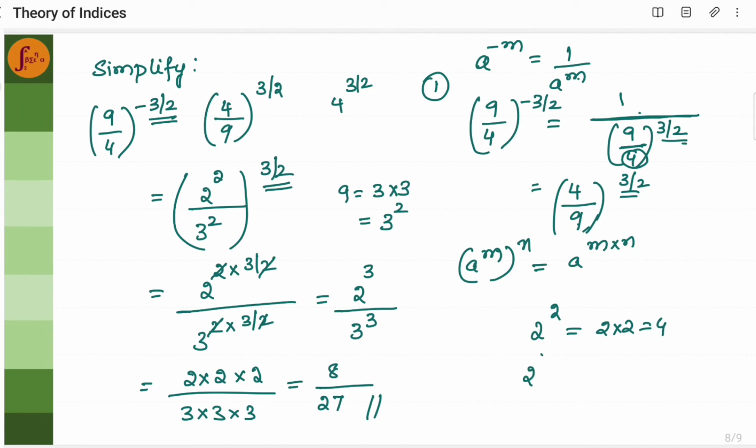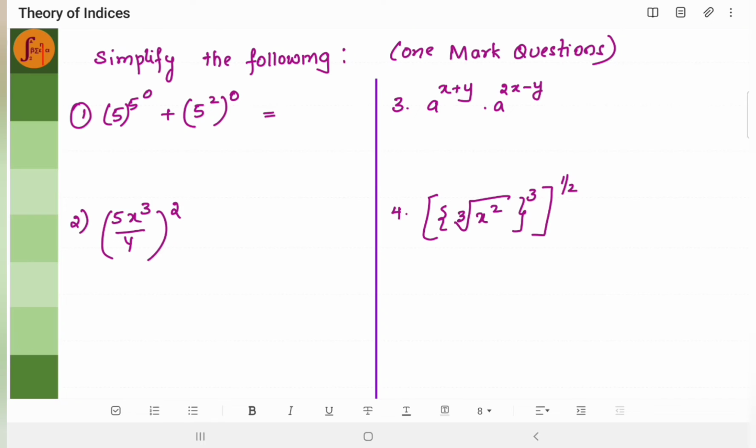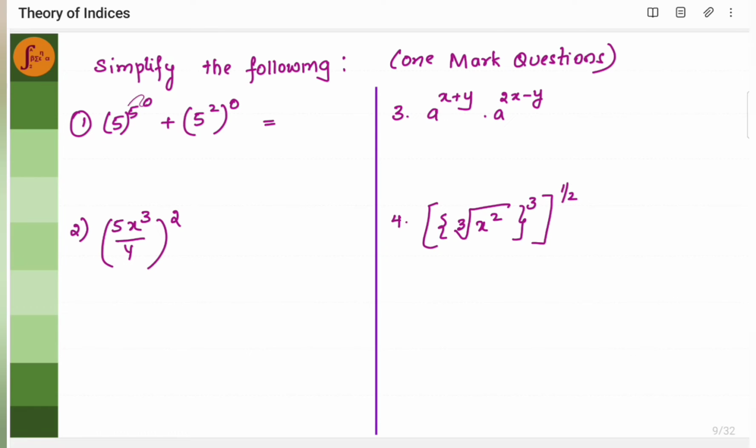But if I have something like this, how do I solve this? That is why we are using this particular method of simplification. Let's go through problems related to indices. First one is 5 to the power 5 to the power 0. Now, in this case, what we should do is, we have to first solve this.